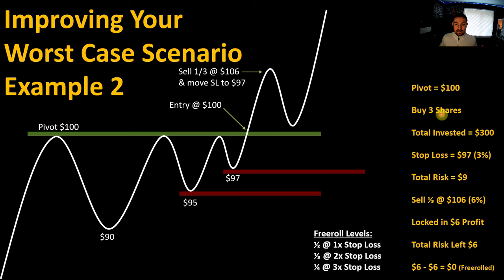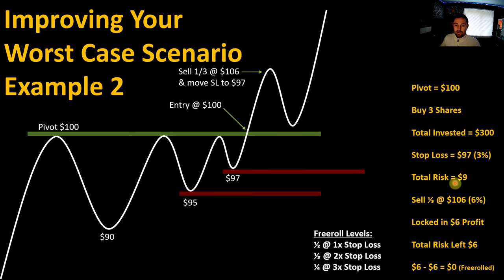So in this instance here, let's just keep the numbers really small. Let's say you buy 3 shares at $100. So your total invested is $300. And our stop loss, we're going to move our stop loss from 95 to 97 in a second, which is going to be 3%, because this is my logical place to move it to, and then I can free roll into 106.